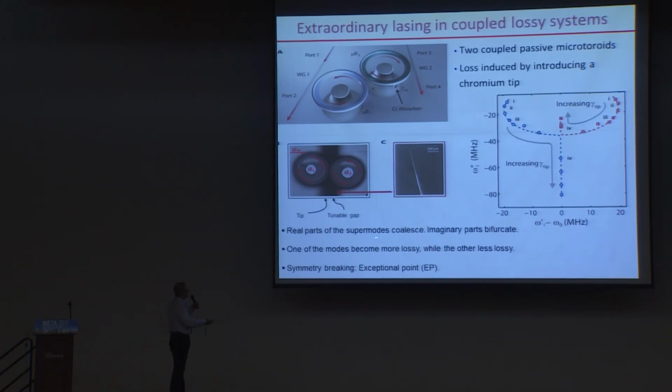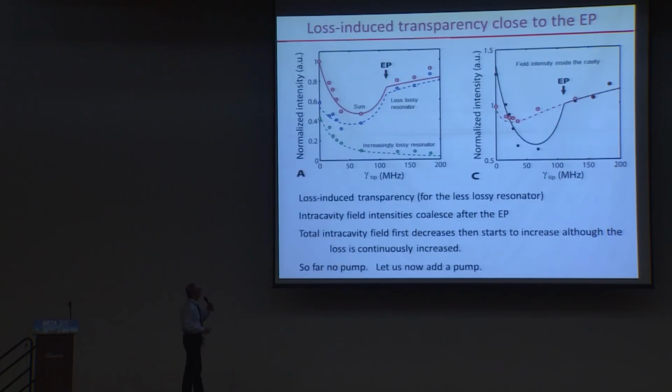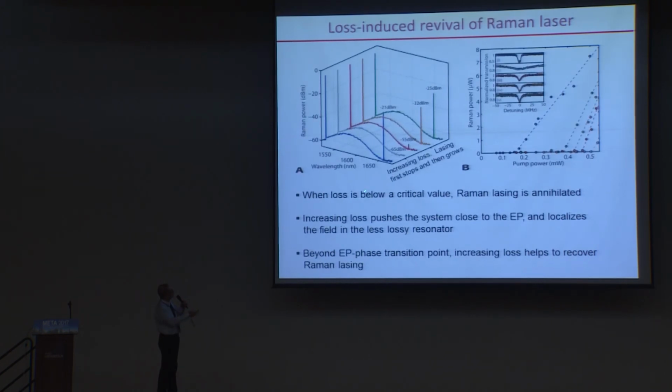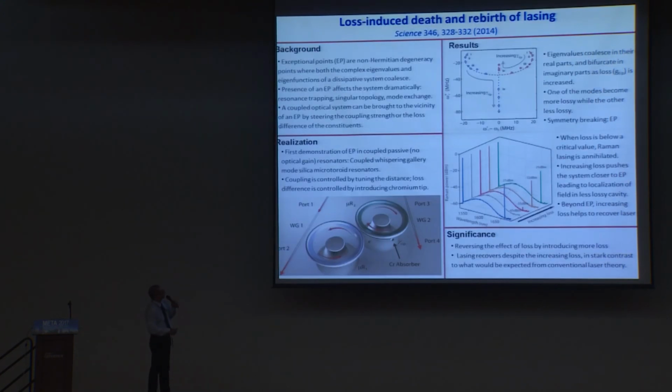So therefore here the real parts of the supermodes coalesce. One of the modes becomes more lossy, the other one less lossy. And there is a symmetry breaking after the exceptional point. At the beginning it is symmetric, and then symmetry breaking. So at the beginning, when you increase the loss, lasing first stops, and then it grows. So therefore, increasing the loss pushes the system close to the exceptional point, and localizes the field in the less lossy resonator. Beyond this point, increasing the loss helps to recover Raman lasing.